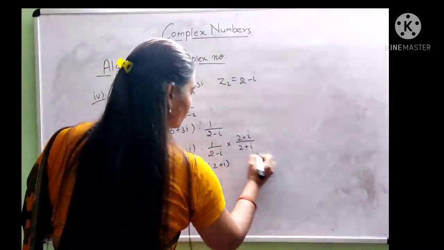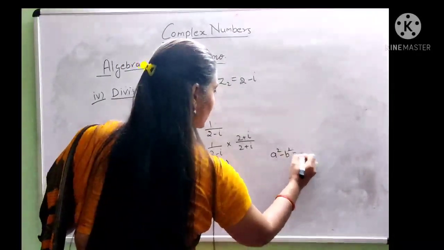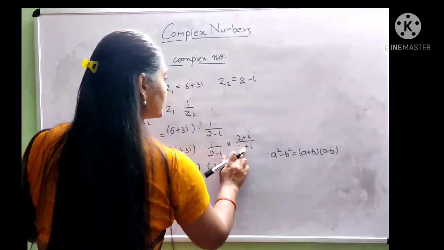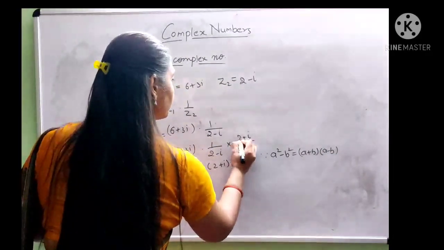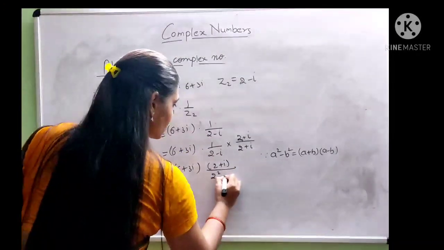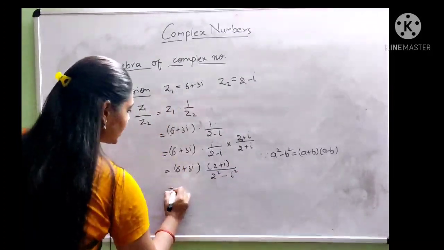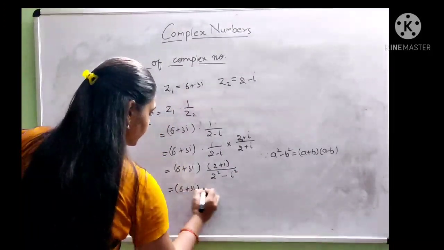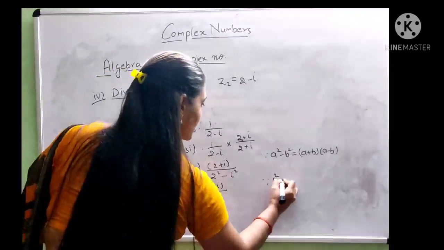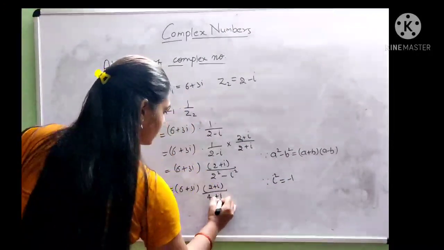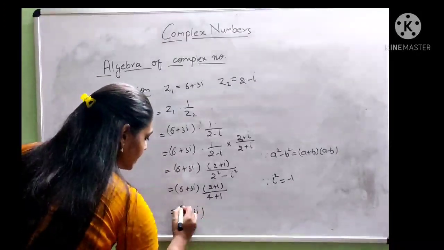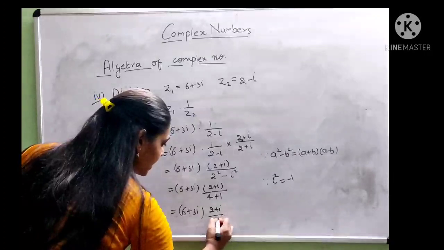So we know the formula: a square minus b square is equal to a plus b, a minus b. So here in place of a we have 2 and in place of b we have i. So we can write it like this: 2 square minus i square. What I'll get over here? 6 plus 3i, 2 plus i, 2 square is equal to 4, and what is the value of i square? It is equal to minus 1. It will become plus 1. So I'll get 6 plus 3i and 2 plus i divided by 5.